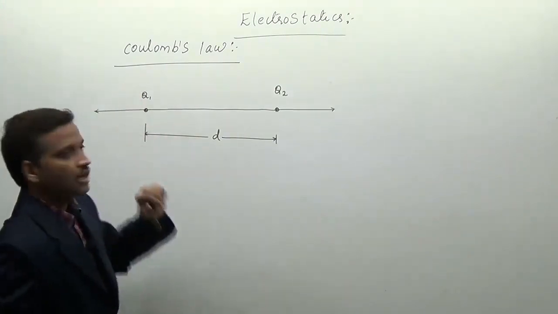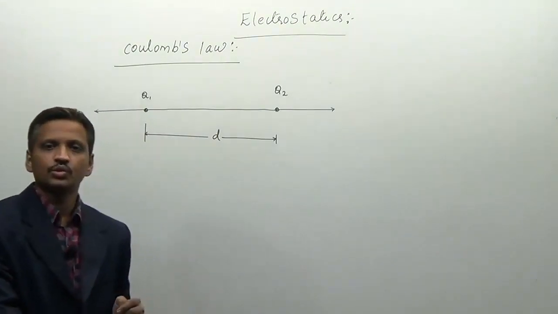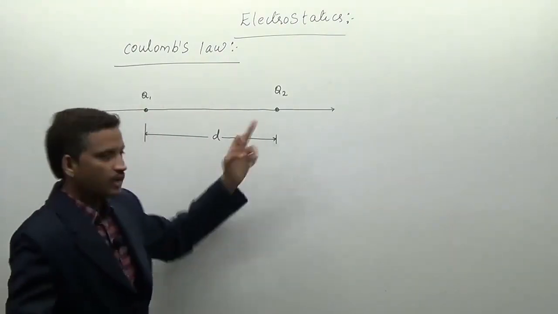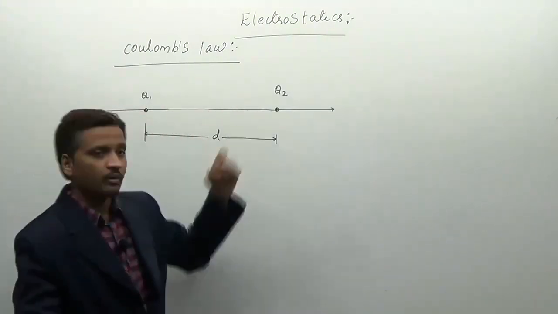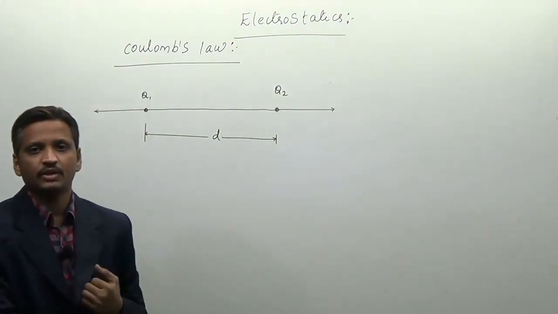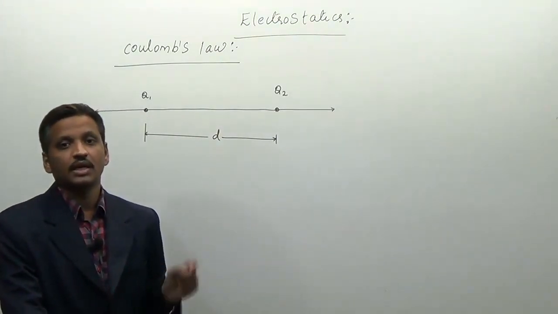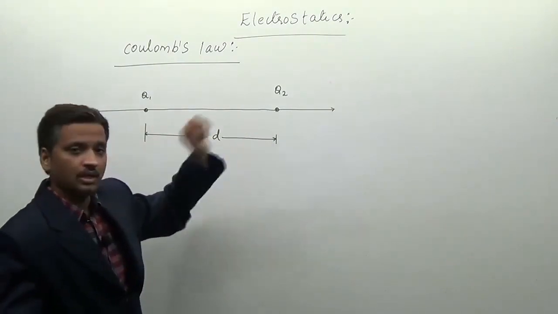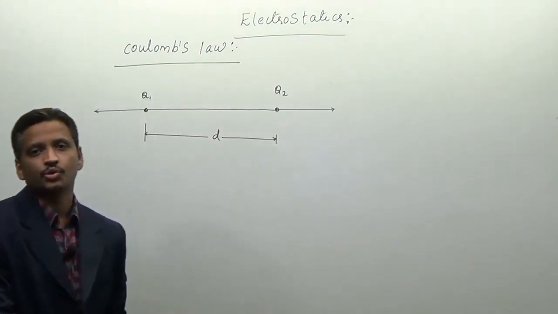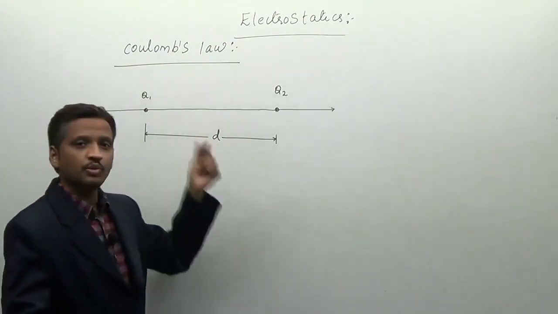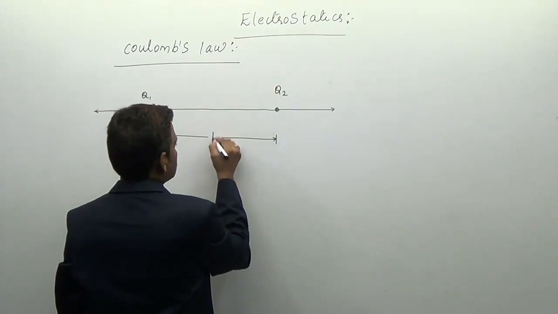Then Coulomb's law states that the force of attraction or repulsion between the two point charges, because here the two point charges are positive, there is always a force of repulsion between them. If one is positive and one is negative, there is a force of attraction between them. That force between the two point charges is directly proportional to the product of their charges, that is Q1 into Q2, and inversely proportional to the square of the distance between them. Let us call this distance r.